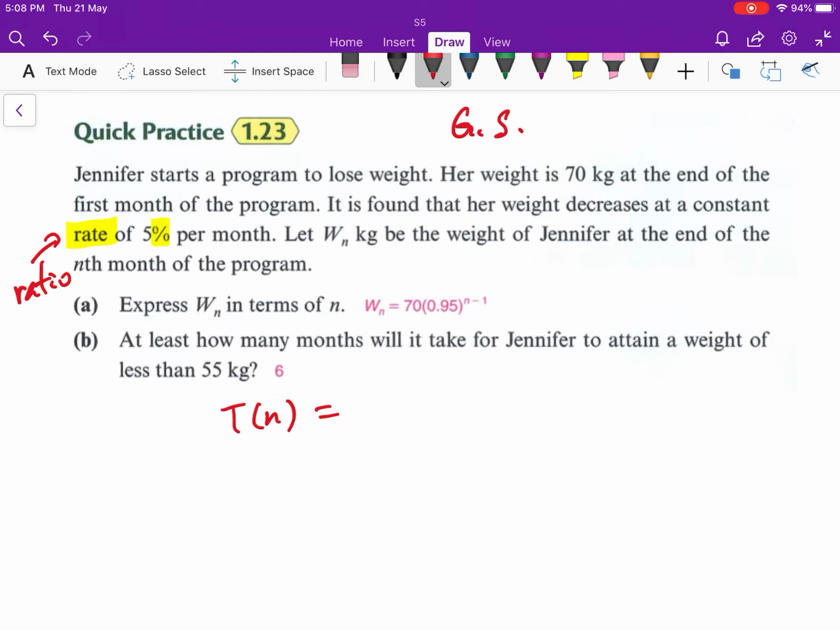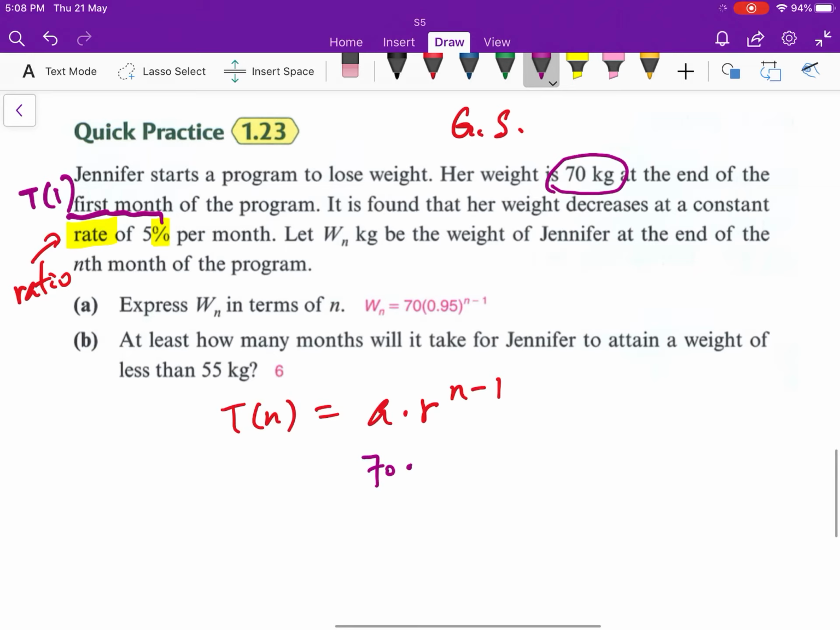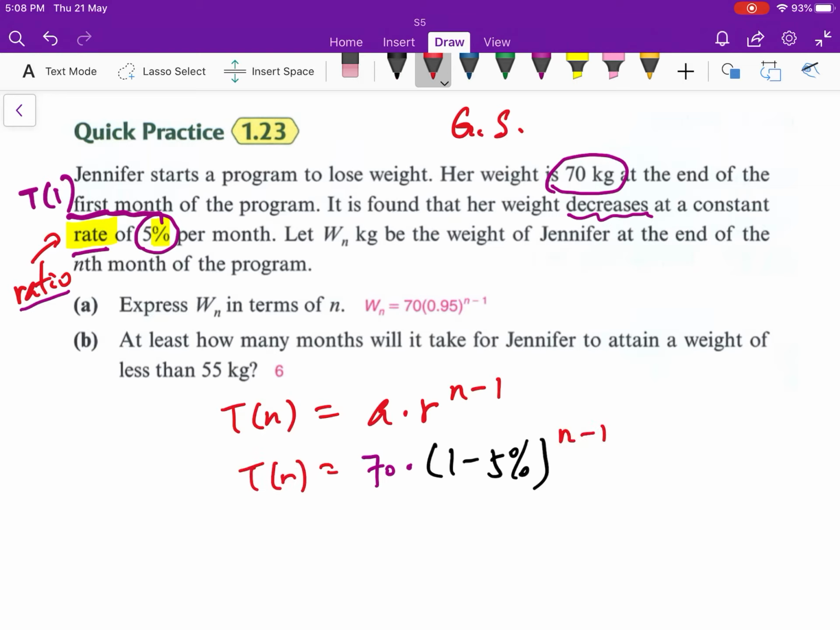So what you need to do is use your Tn formula, A times R to the power n minus 1. Easy, right? And then they also give you hints: at the beginning, first month, that means T1. So I know that T1 is 70. Then here, the rate means ratio, so actually this is your R. But we are talking about a decrease, so what you need to do is 1 minus 5%, decrease 5%, then with the power n minus 1. So you can see that it's not difficult, right?